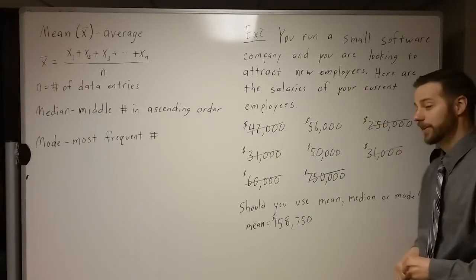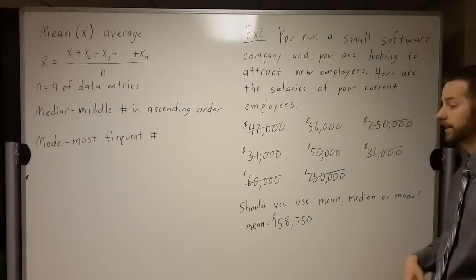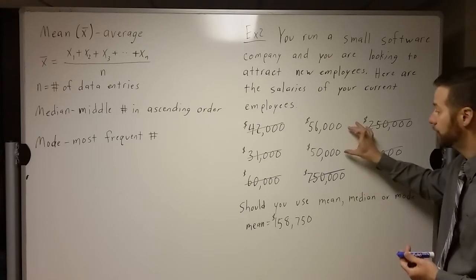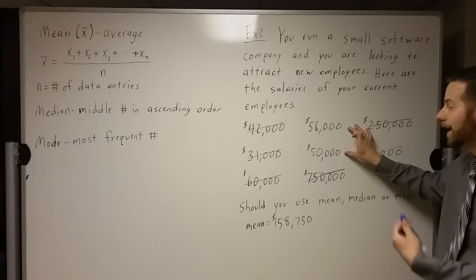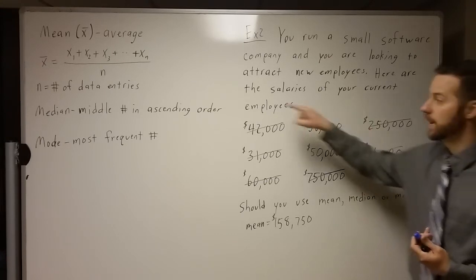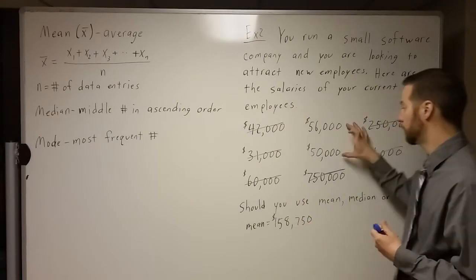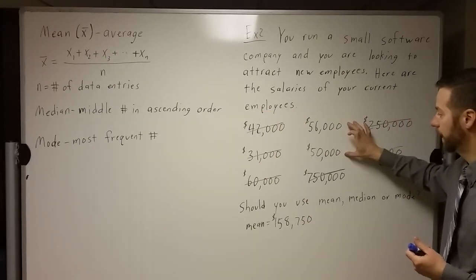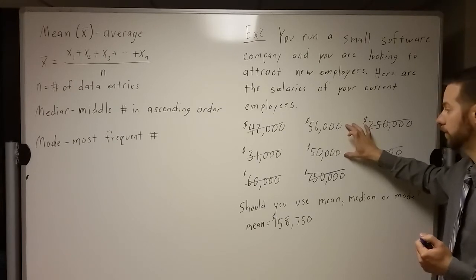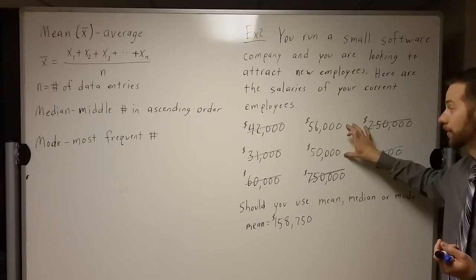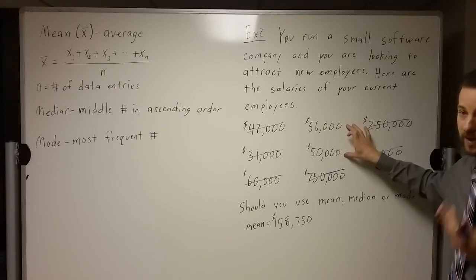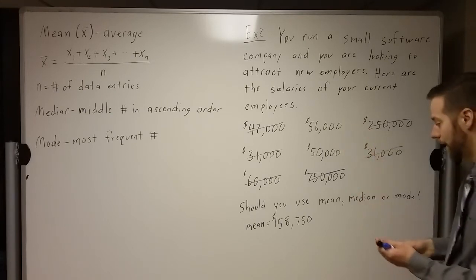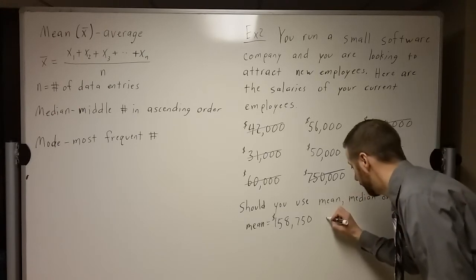Now, since there's an even number of entries in this set of data, 8 entries, we have 2 numbers that fall in the middle. We don't have a middle number. Remember, for median, if there are 2 numbers that fall in the middle like this, we take the average of the 2. We could add these 2 together and divide by 2. Or you could look at 50 and 56 and notice the number halfway between those 2, or the average, is 53,000. And so the median is 53,000.